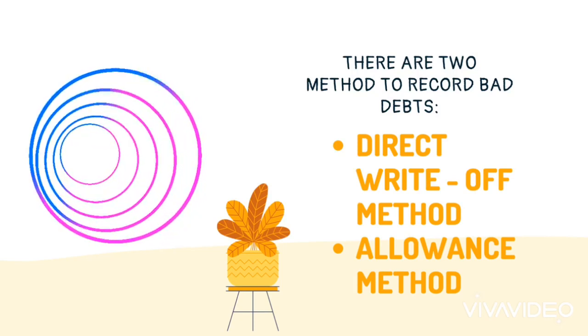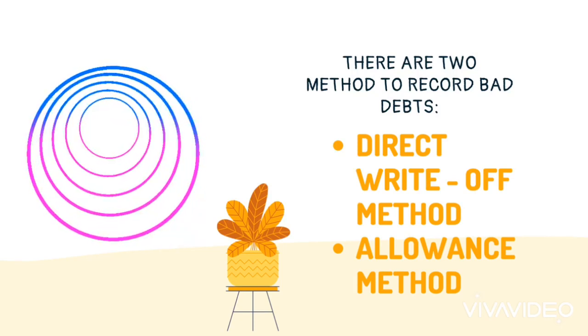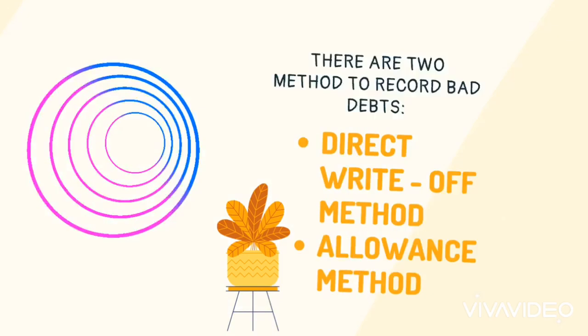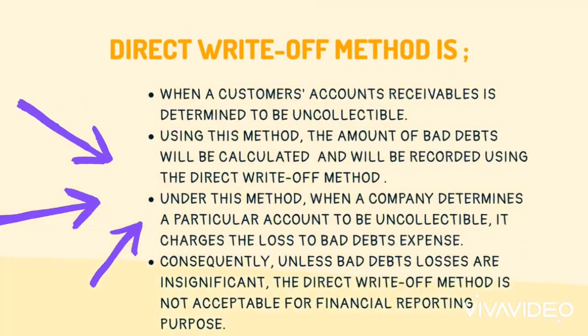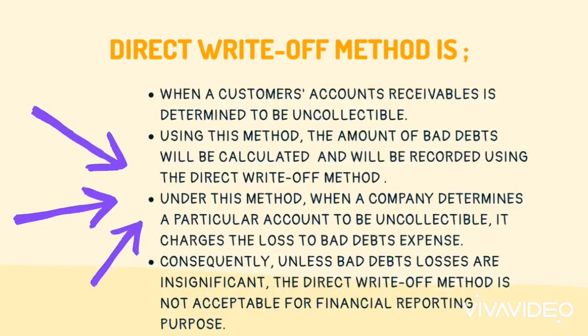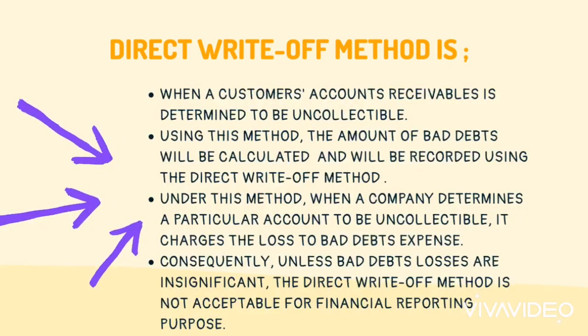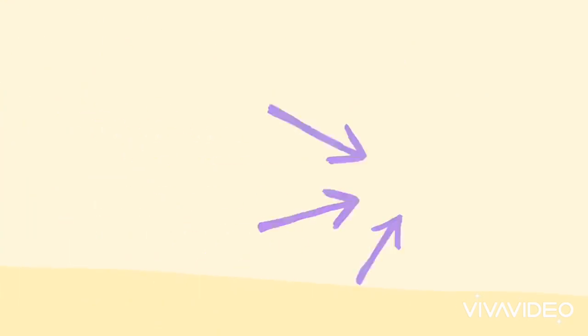What is direct write-off method? It is when the customer's accounts receivable is determined to be uncollectible. So by using this method, the amount of bad debts will be calculated and will be recorded using this method. The write-off amount is charged as loss in bad debt expense.